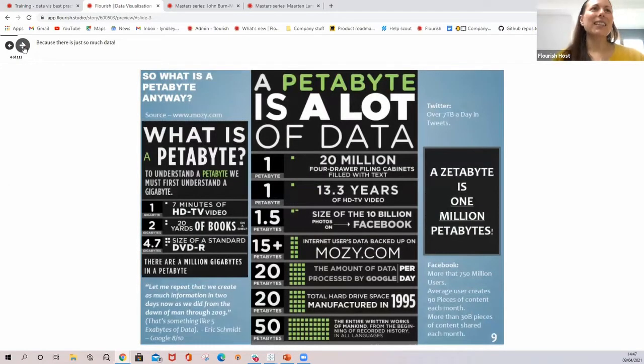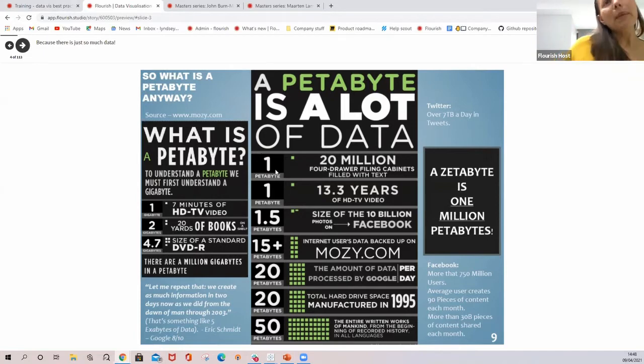So I made this infographic to give a sense of how much data is being created in the world from the beginning of the internet era. People talk about petabytes and zettabytes, and it's just huge amounts of data. It's very hard to get this concept in your head. So this is a quick summary to put this in context.